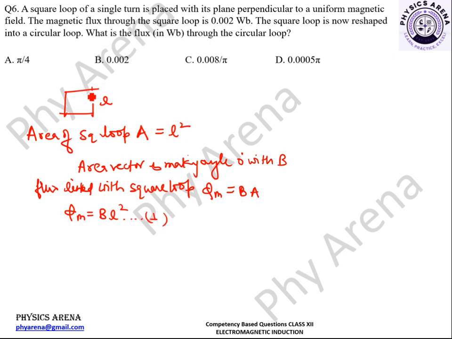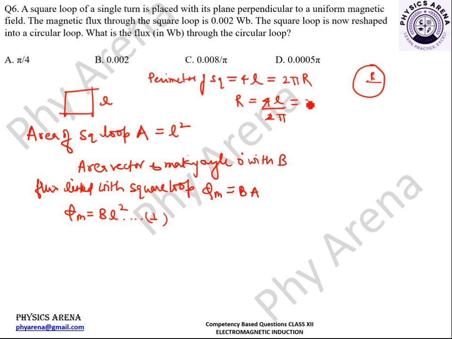Now I know that the perimeter of this square will be 4L. So the perimeter of the square is equal to 4L, and this has to be equal to the circumference of the circle of radius r that has been drawn from this square loop. So that has to be equal to 2 pi r. So from this I can calculate that the radius of the circular loop will be equal to 4L upon 2 pi, and when I solve it out, it will be 2L upon pi. So I'll be using it to calculate the area of this circular loop.